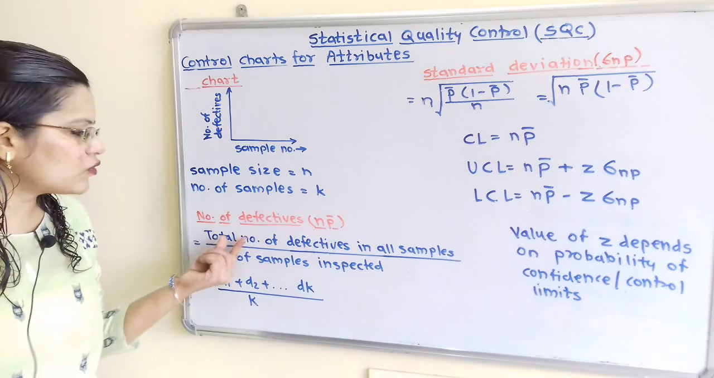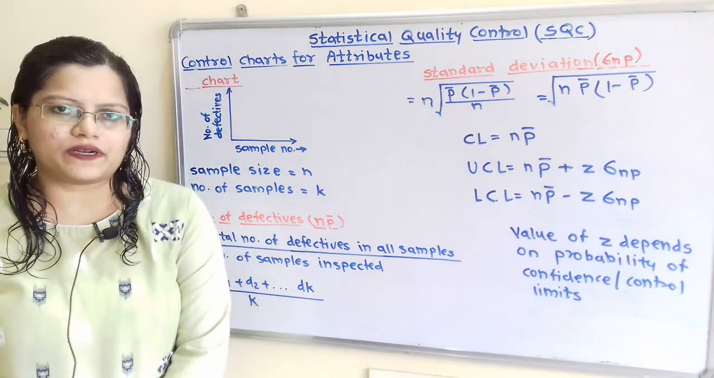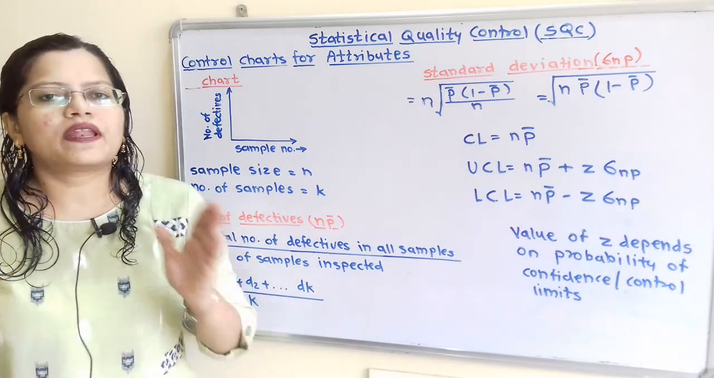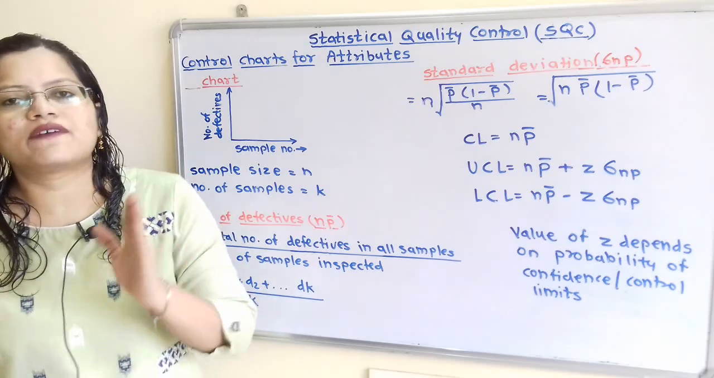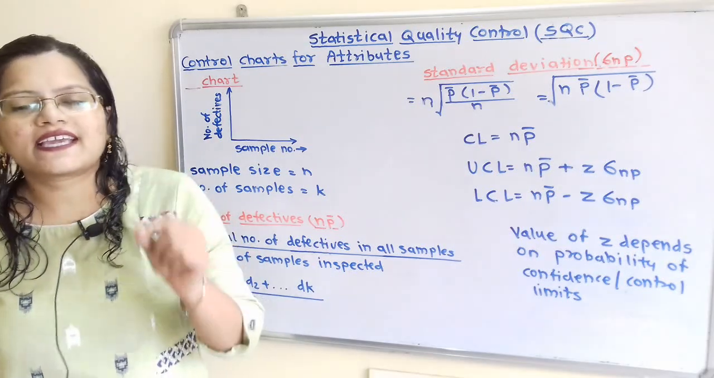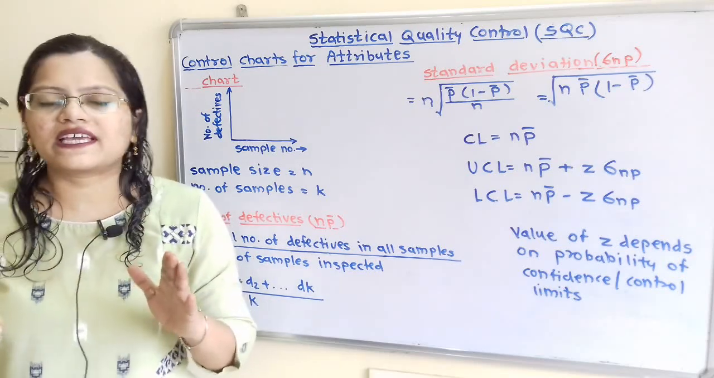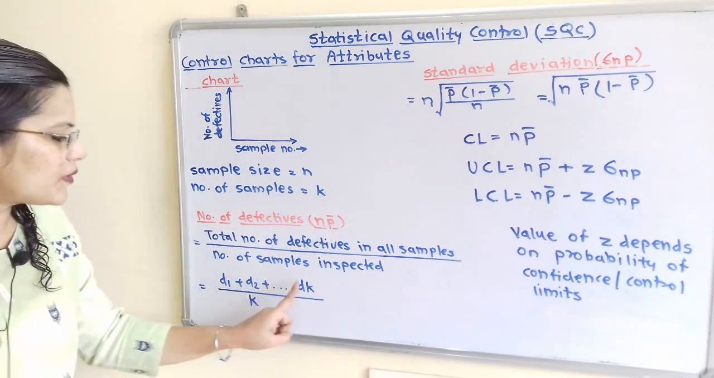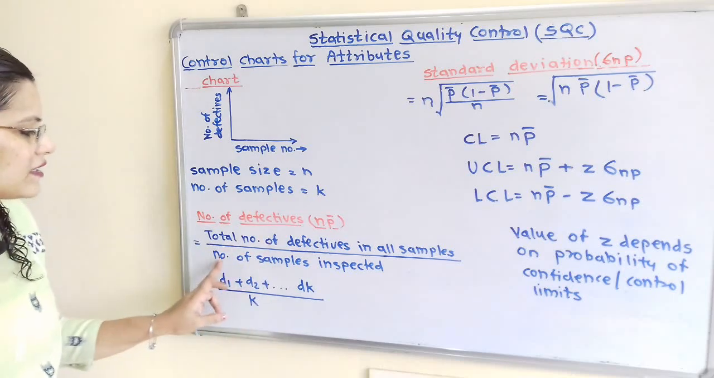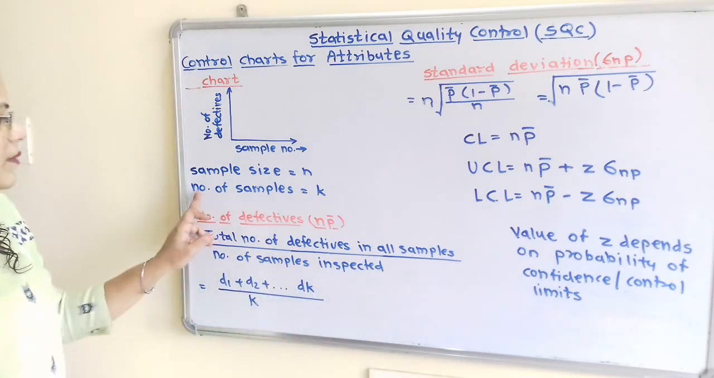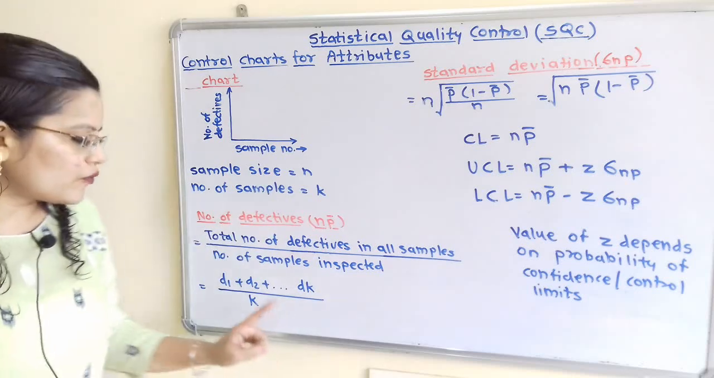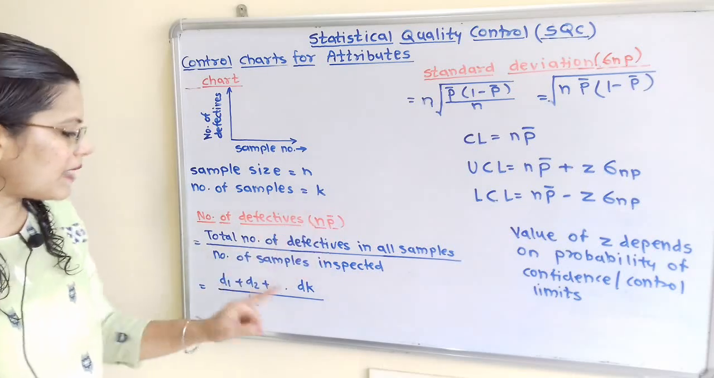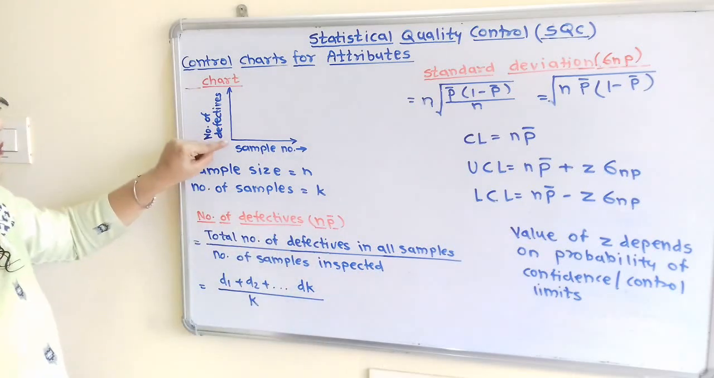Now how to find out the total number of defectives in all samples? In sample number 1, the number of defectives is D1, in sample number 2, the number of defectives is D2, and so on. There are K number of samples, so in sample number K, the number of defectives is Dk. So we write D1 plus D2 plus up to Dk, divided by the number of samples inspected. Here the number of samples is K, so we take K in the denominator.